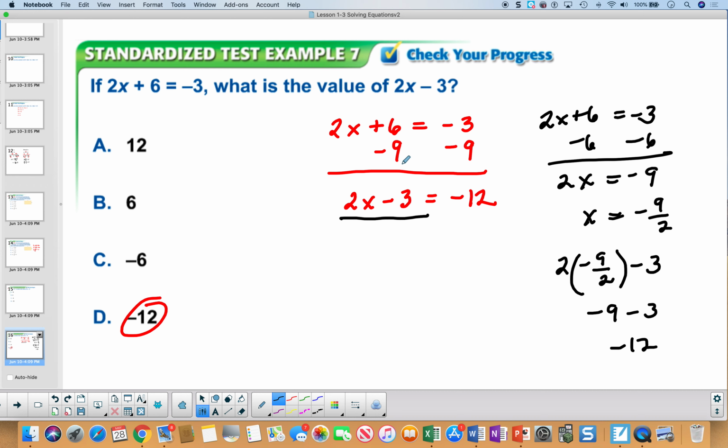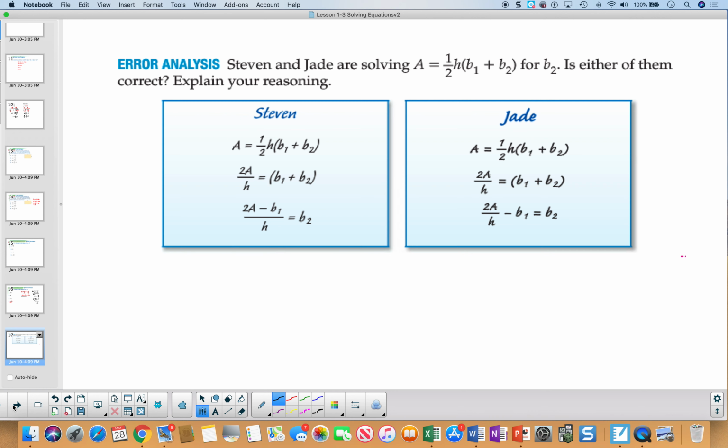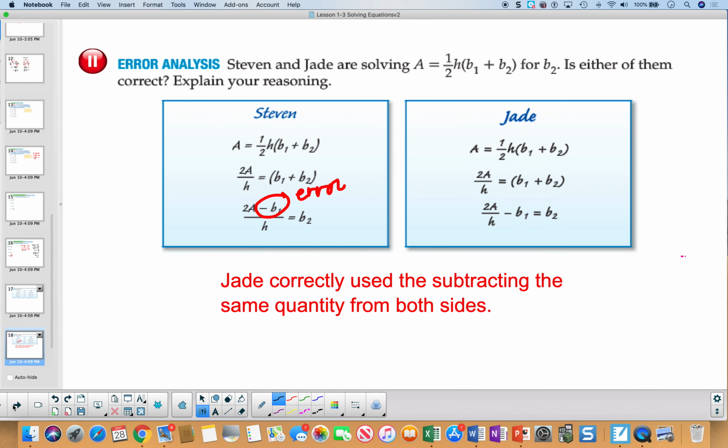Now, what I just did in red is a technique that could really save you a lot of time when you're taking the SAT, because this is a typical SAT question. Pause and see if you can find the error, and here's the answer.